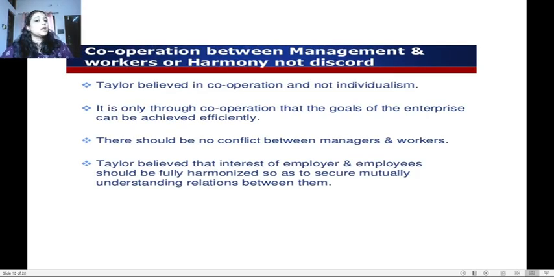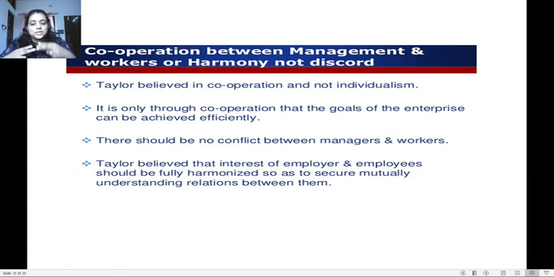The second principle says harmony, not discord. That means Taylor believed in cooperation and not individualism. You can say this principle and cooperation and not individualism are almost the same. We say that in an organization, harmony should be maintained between whom? There are only two parties working in the organization, one is management and the second one is employees, right?